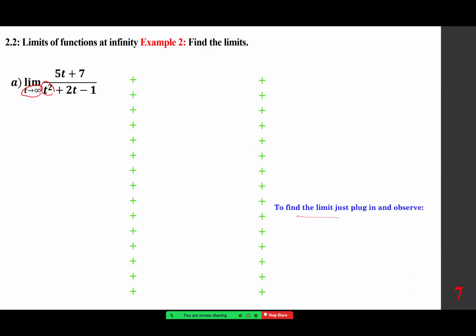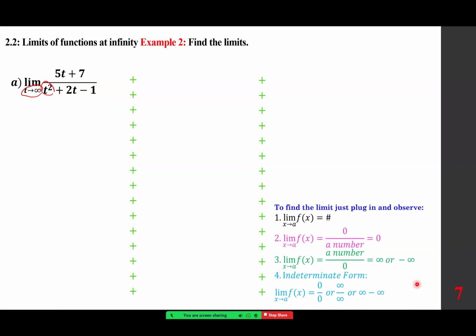The process class, let me erase that. The process to find limits is as follows. Number one, you plug in and you get a number, you're done. Number two, you plug in and a number over 0, you get infinity, you're done. Finally, most of the time we end up with infinity minus infinity, infinity over infinity, 0 over 0. All of them are some sort of indeterminate form, which means you use your algebraic techniques to come up with the answer. So I hope everybody is okay with that, so we can move on.